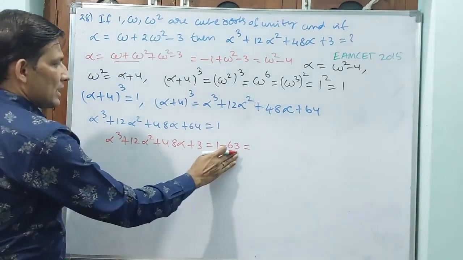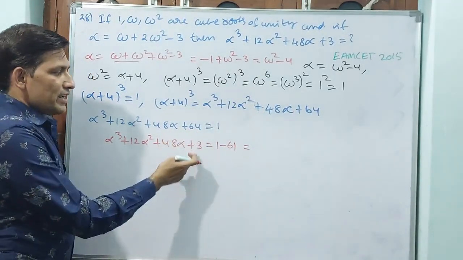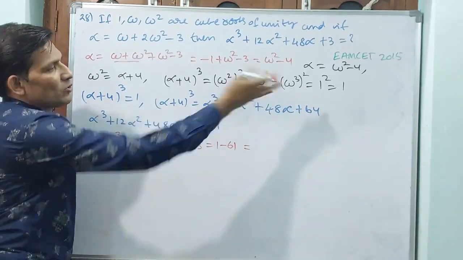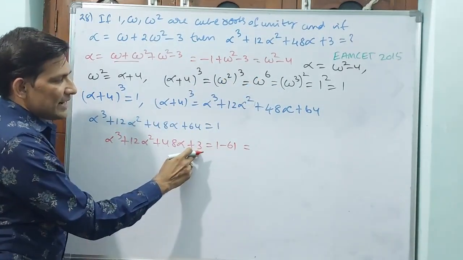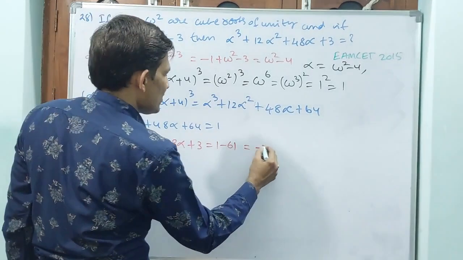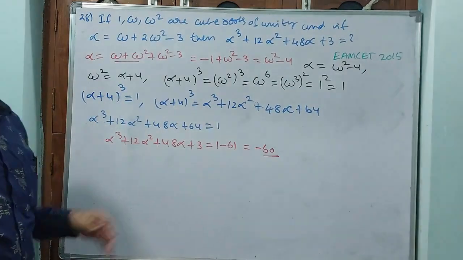Alpha cube plus 12 alpha square plus 48 alpha plus 3, I am keeping. Sorry, 61. 3 plus 61 comes here, that makes 64, which is equal to 1, we already know. So if 61 goes that side after the 3, 1 minus 61 is minus 60. This is the answer to your question.